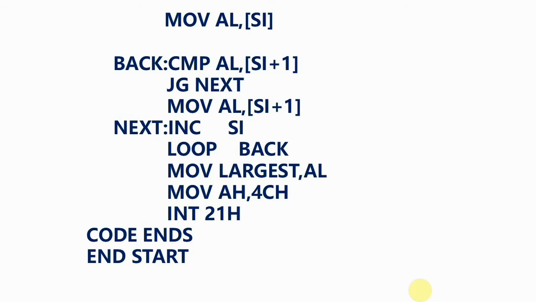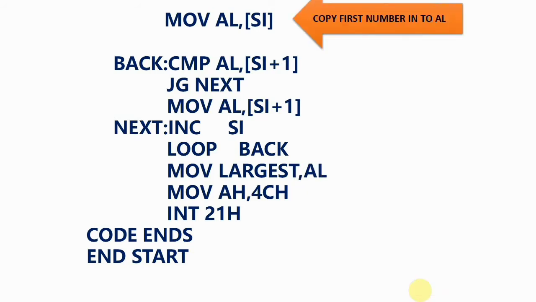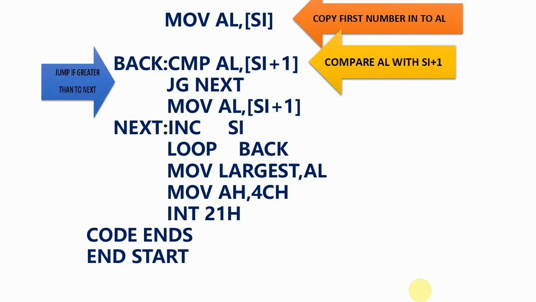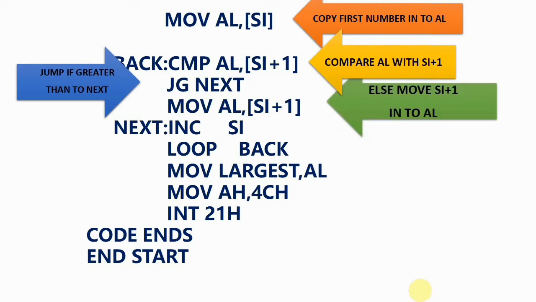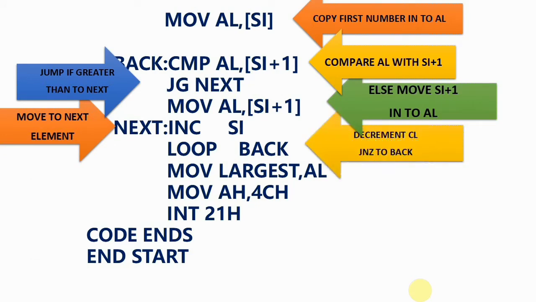Get the first element into AL. So copy the first number into AL. Then compare AL with SI plus 1. Jump if greater to next. Else move the SI plus 1 value into AL. Move to the next element, that is increment SI. Loop back will perform decrementing of CL and jump if not 0 back.